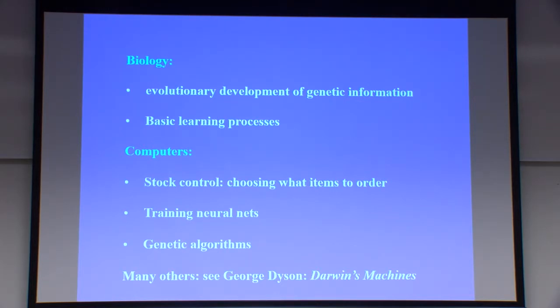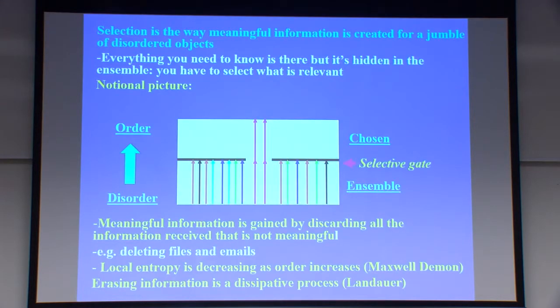Now why did I put choosing what items to order as an example of adaptive selection? Let's strike that one out and keep the other ones, training neural nets and genetic algorithms. There are many others, as George Dyson describes in his book Darwin's Machines. So genetic algorithms are specifically designed to determine optimal solutions by using the analogy with natural selection in biology. Training neural networks, you've got a general neural network, it's not trained to do anything, and then you feed in the particular patterns you want to recognize, it comes out recognizing that pattern, you've adaptively changed the weights in the neural network.